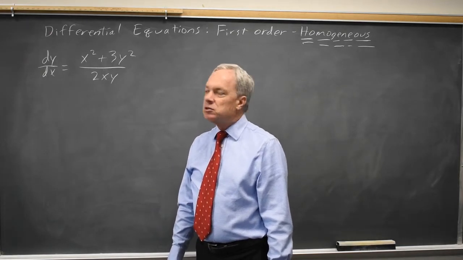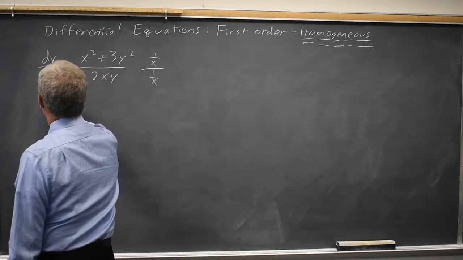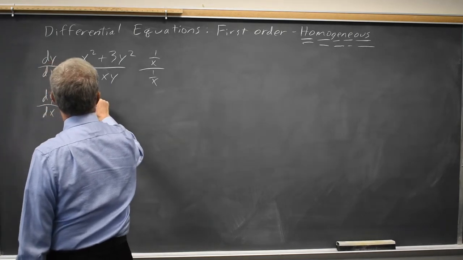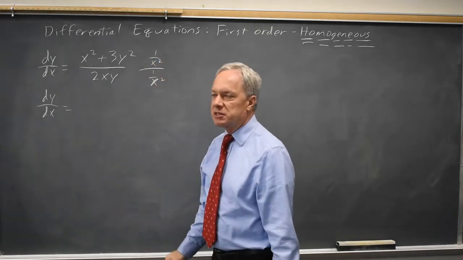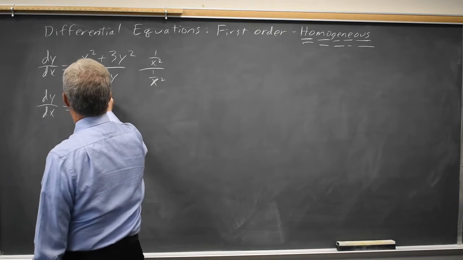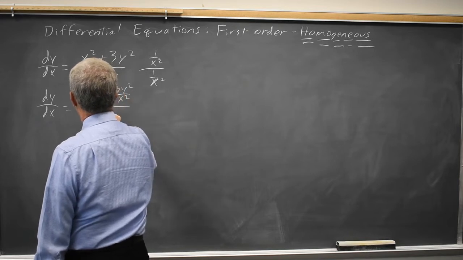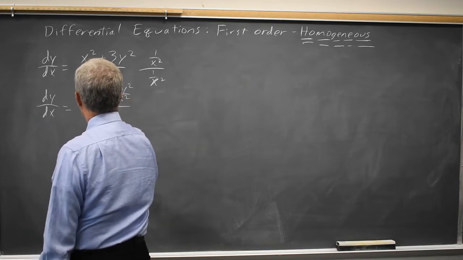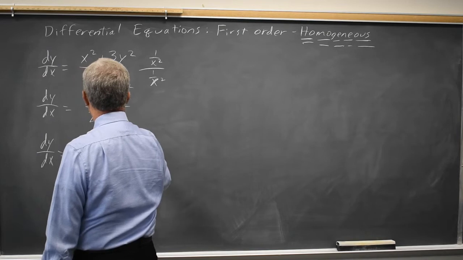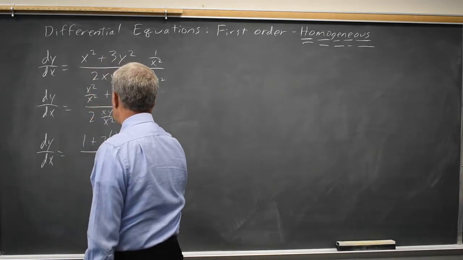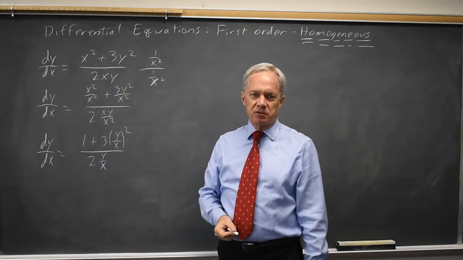x alone. So in this case, if I multiply by 1 over x squared over itself, which I'm allowed to do because anything over itself is 1, I get dy over dx equals x squared over x squared plus 3y squared over x squared over 2xy over x squared. And that simplifies to dy dx equals 1 plus 3 (y over x) squared over 2 y over x. So the right-hand side is a function of y over x alone.